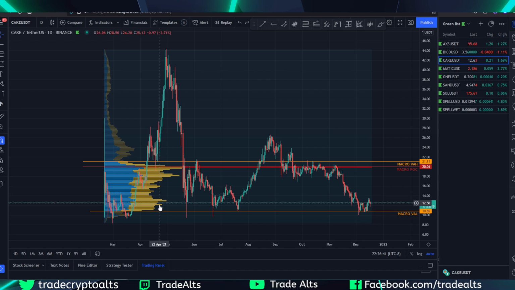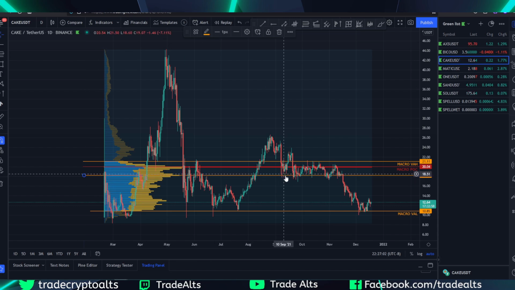What I'm looking at is to see if there's any other high volume nodes that stick out that could act as a secondary point of control. To be fair, yeah, there's one right here that's relatively close by, and you can see this is actually pretty good support. So if I was to draw a level right here at this higher volume node, you see that's very relevant, right? I'm not going to do that.